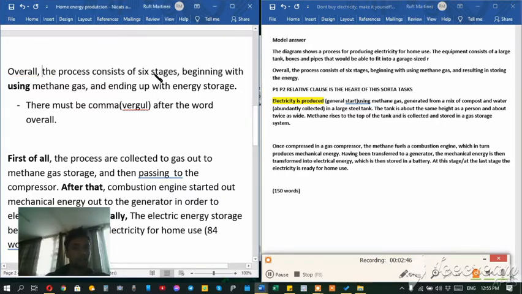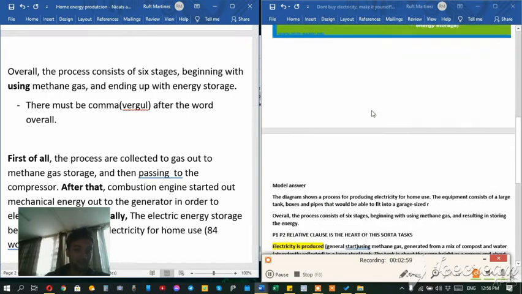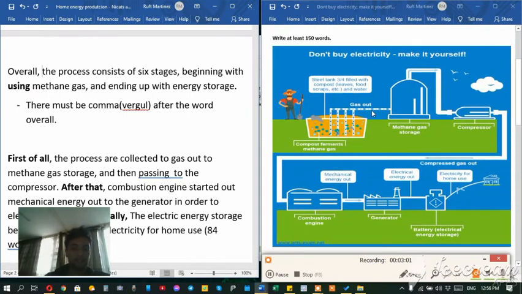Very nice. You are telling how many processes there are, and beginning with using. Here you didn't use the word using. You said beginning of methane gas. So don't say that. If you say beginning with, then do something or use the ing form. It doesn't begin with methane gas. It begins with using methane gas. Okay?